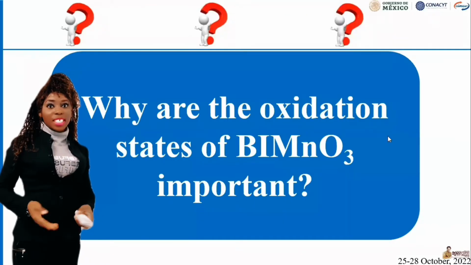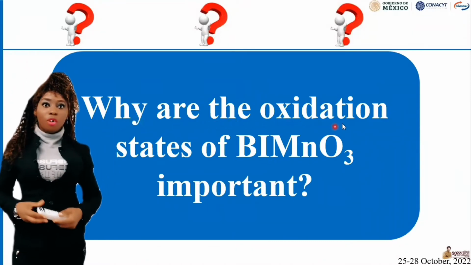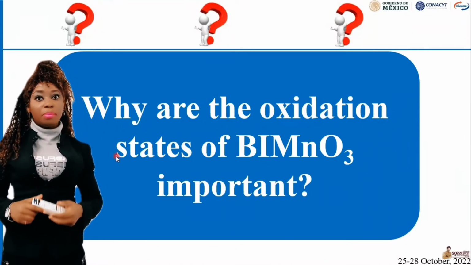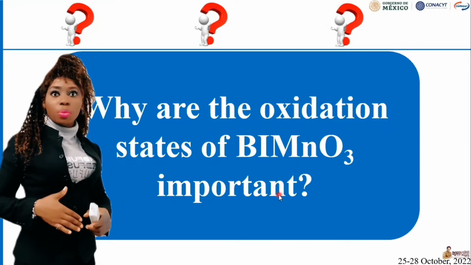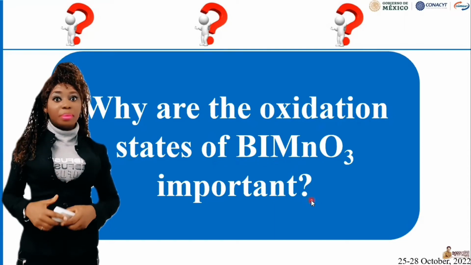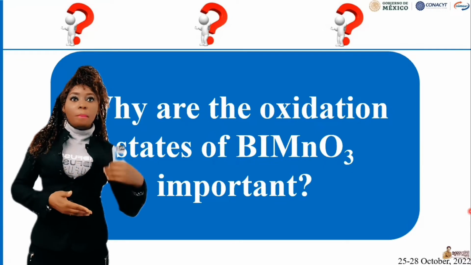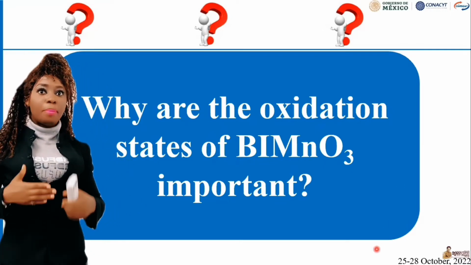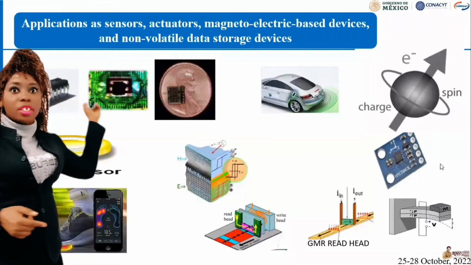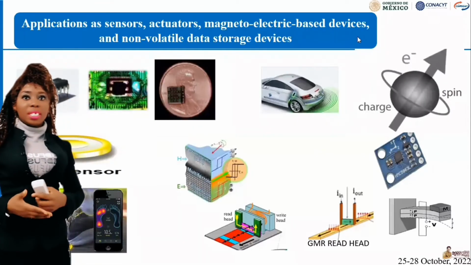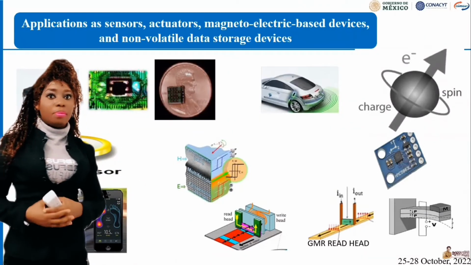I would like to start with a question. Why are the oxidation states of bismuth manganese oxide thin film important? These contribute to its physical properties, which are the distinguished characteristics that describe the material. It influences magnetic property and provides important information for the application of this material. Such applications include actuators, magneto-electric-based devices, and non-volatile data storage devices, among other possibilities.